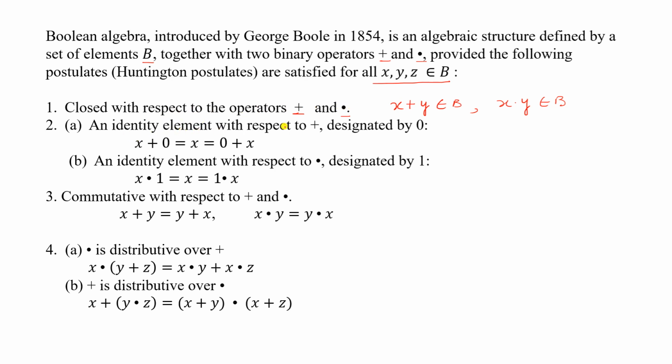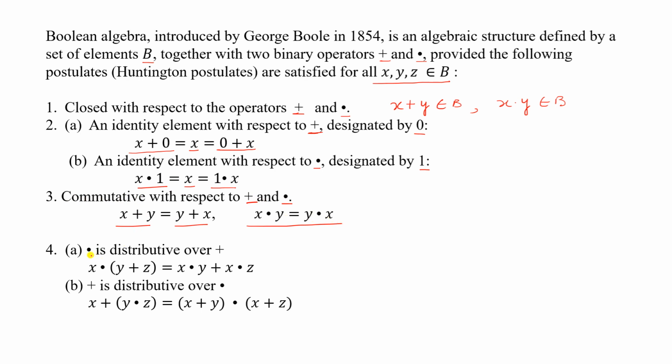And identity element with respect to addition is designated as 0, and if it is an identity element, it means for any element x, x plus 0 must equal x, or you can write 0 plus x. Similarly, the identity element with respect to multiplication is 1, and x into 1 equals x, which equals 1 into x. Okay. So commutative with respect to plus and dot multiplication, x plus y, you can change the order, this equals y plus x. Similarly, for multiplication, you can write it.